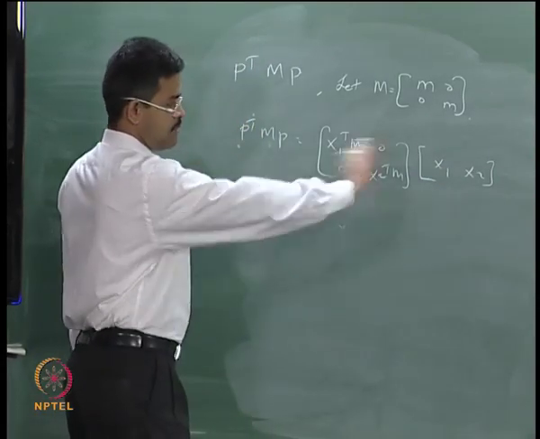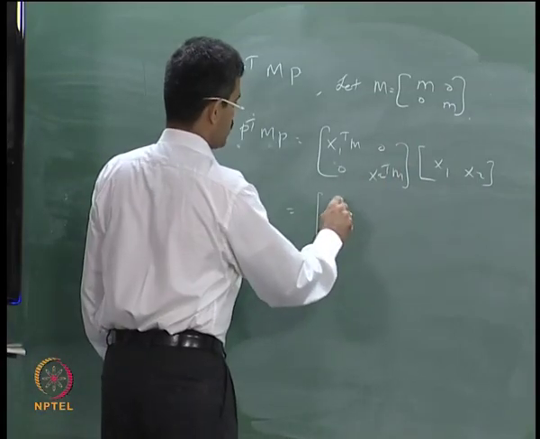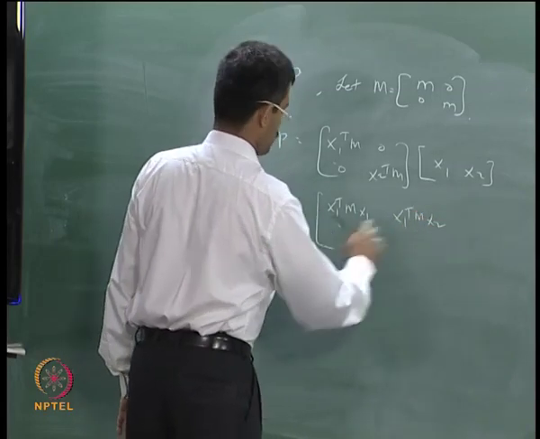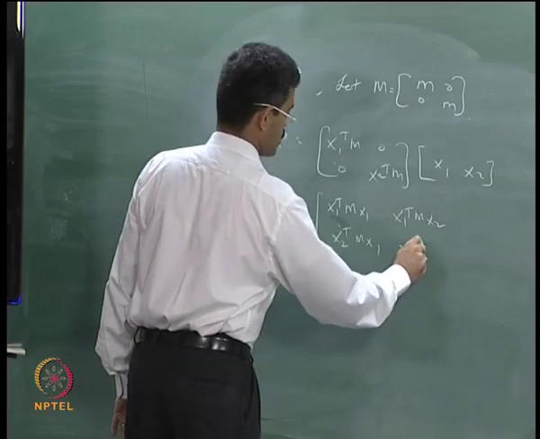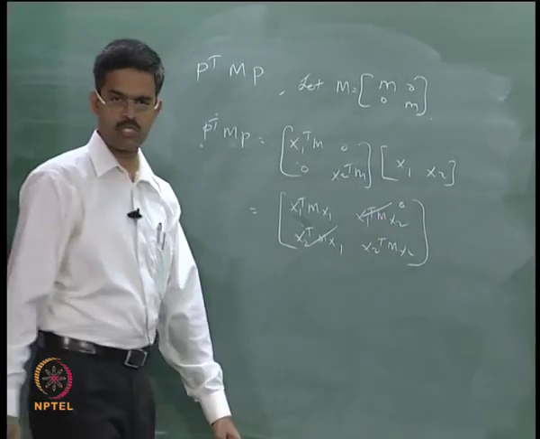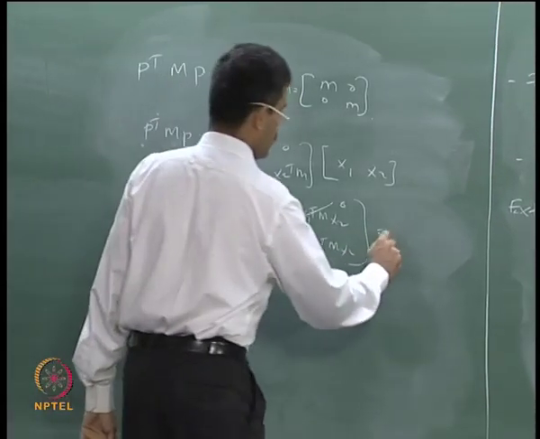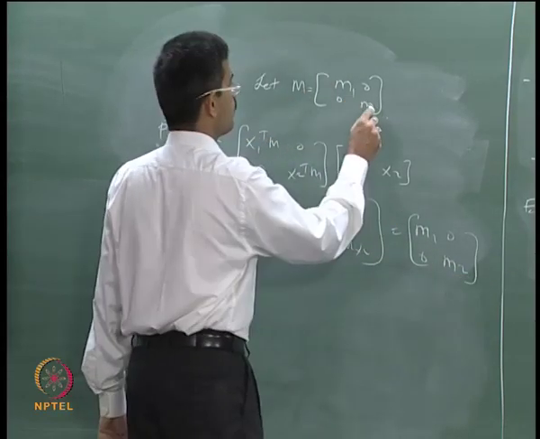So obviously if I complete this multiplication, I will get x1 transpose Mx1, x1 transpose Mx2, x2 transpose Mx1, x2 transpose Mx2. These two will become 0 because x1 x2 are orthogonal, which will ultimately lead to m1 0 0 m2 if these are m1 and m2.